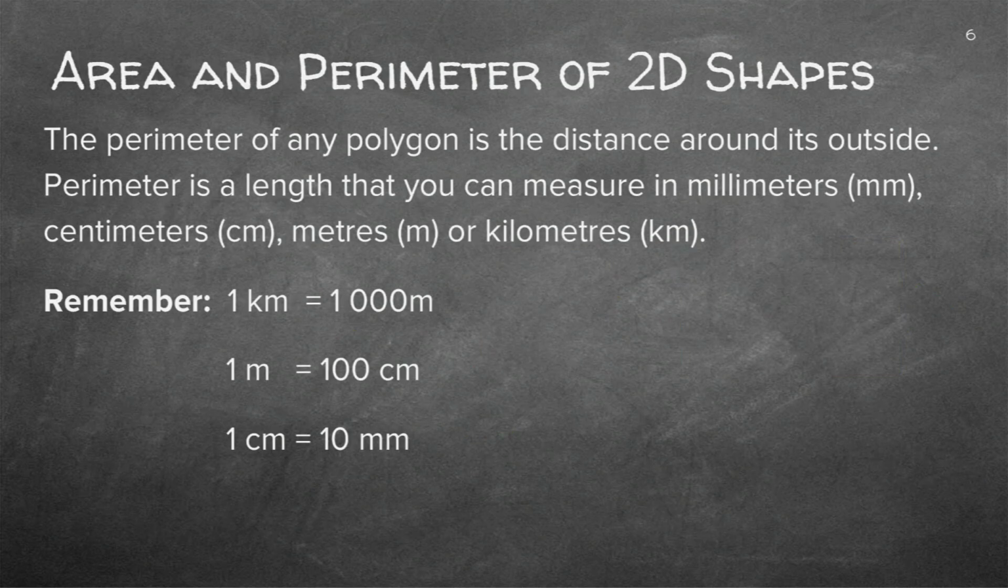Okay, now this is just a slide that you've seen before, but it's just a reminder. The perimeter of any polygon is the distance around its outside. Perimeter is a length that you measure in millimeters, centimeters, meters, or kilometers. But please remember, to change a kilometer to a meter, you times it by 1,000, a meter to a centimeter is times 100, and a centimeter to a millimeter is times 10.